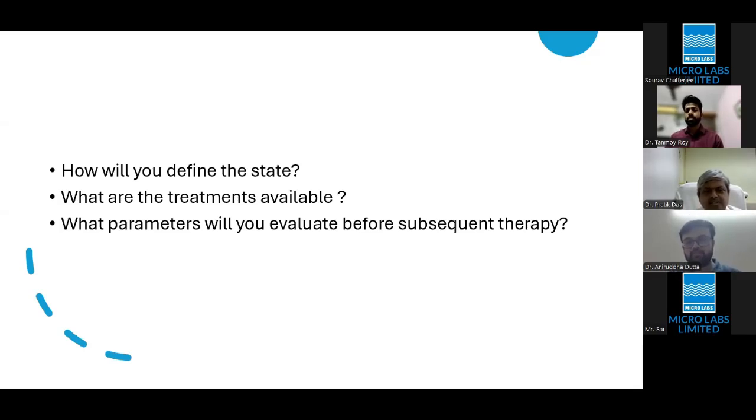So you have given the conservative treatment and acidosis correction. Still, he is in a state of growth failure, and you have told that growth hormone treatment is available. Then what parameters will you evaluate before subsequent therapy? Any investigation we want to do, or is there a pre-therapeutic plan?